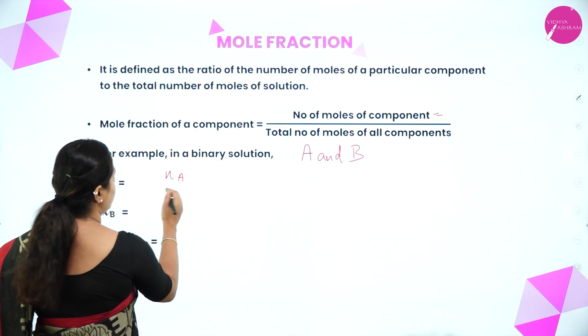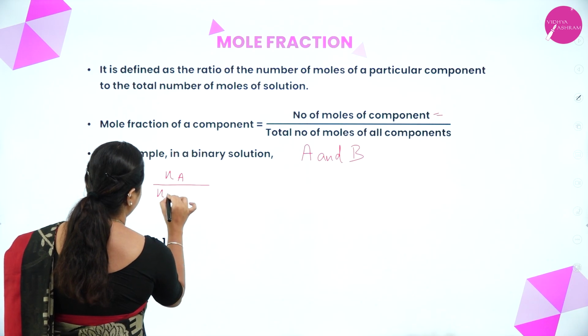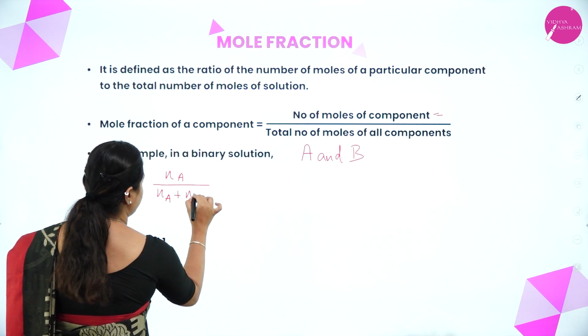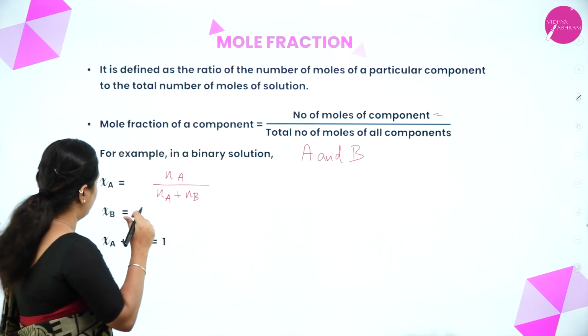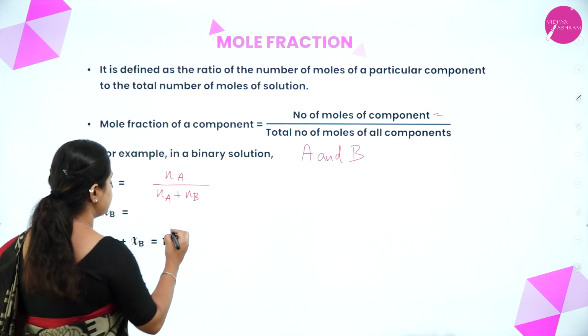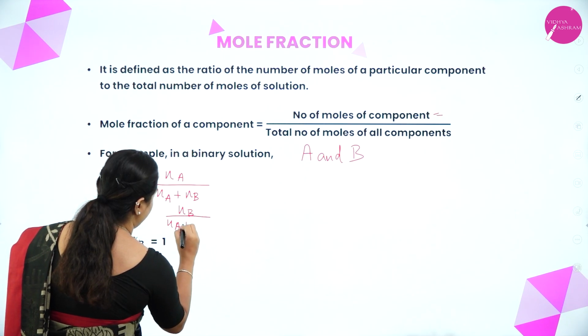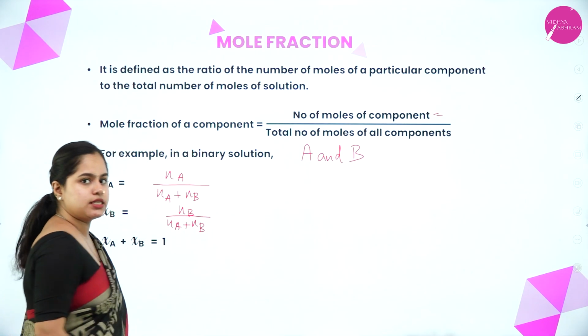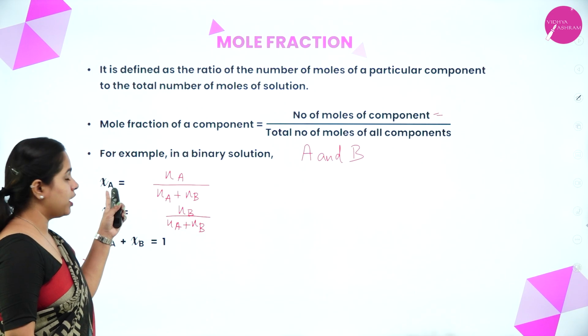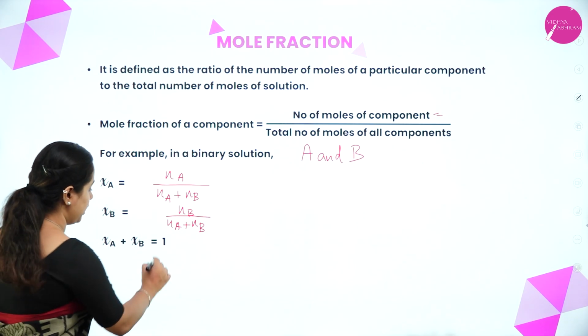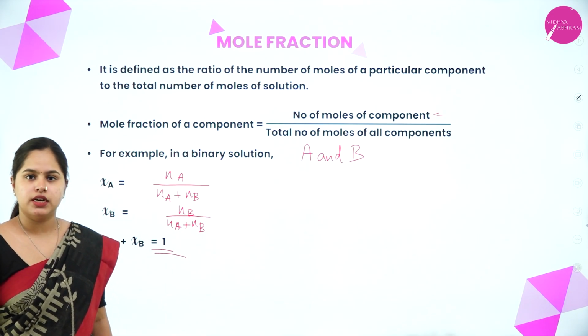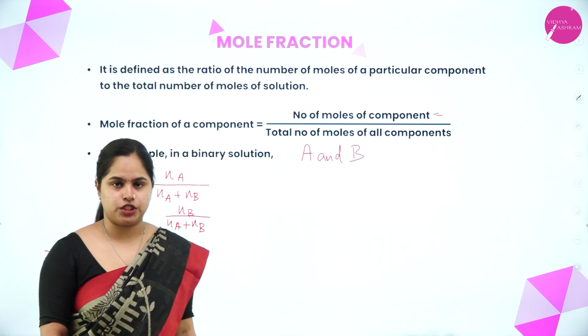So it will be number of moles of A divided by number of moles of A plus number of moles of B. Clear? Now what will be the mole fraction of B? It will be number of moles of B divided by number of moles of A plus number of moles of B. So that means mole fraction of A plus mole fraction of B will give you 1. Right? So this is mole fraction.